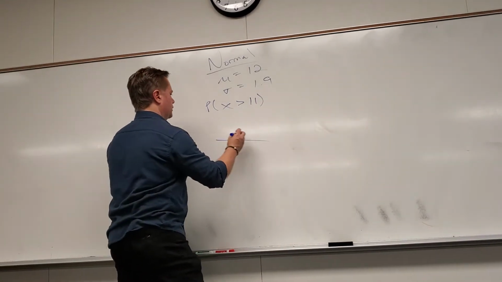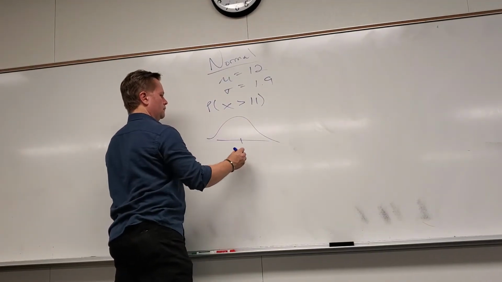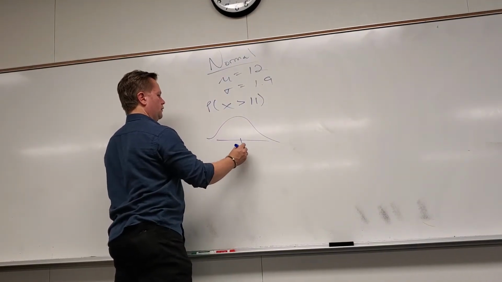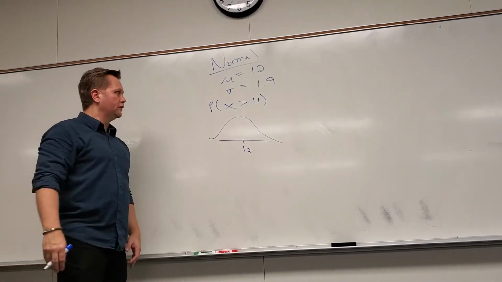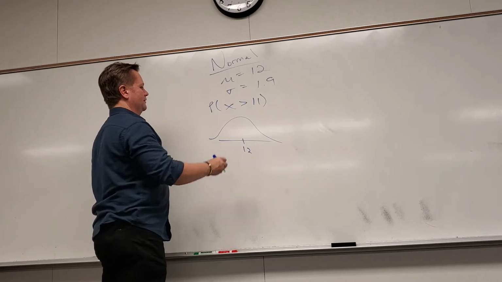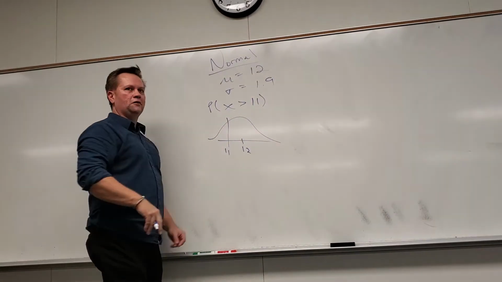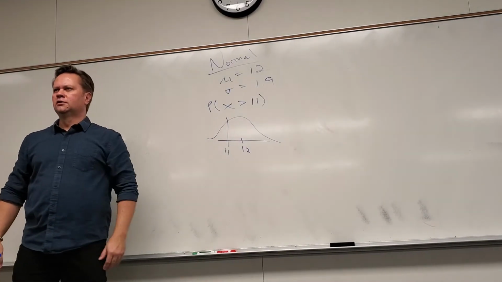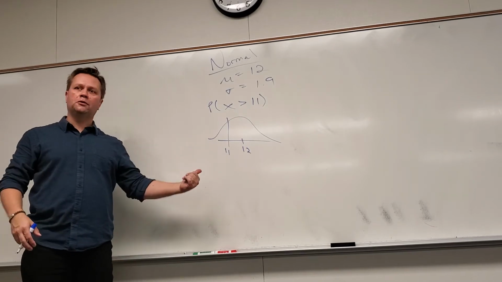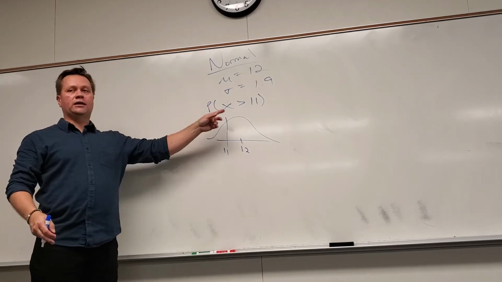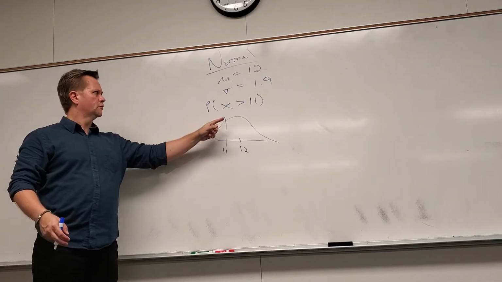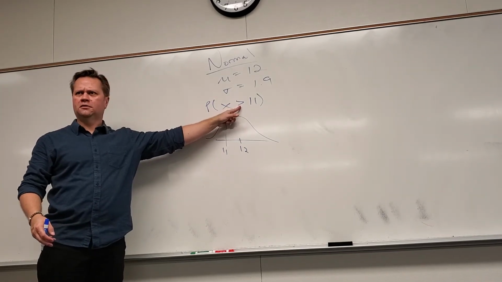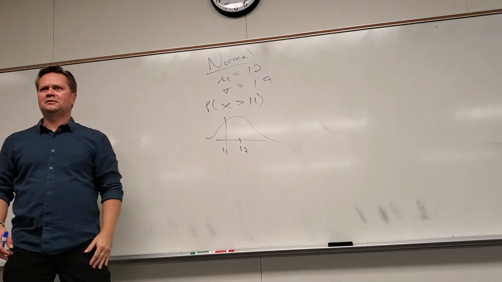So, of course, when I draw this, what's going to go in the middle? 12. Where's 11? Underneath. I love those of you that just put 11 wherever. It's supposed to help you. Because now when I shade it in, which way am I going to shade it? That way, probably the way the arrow's pointing.